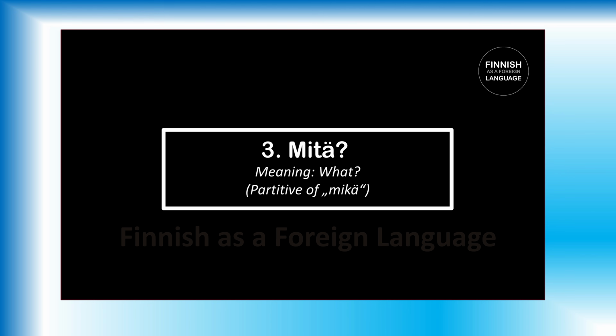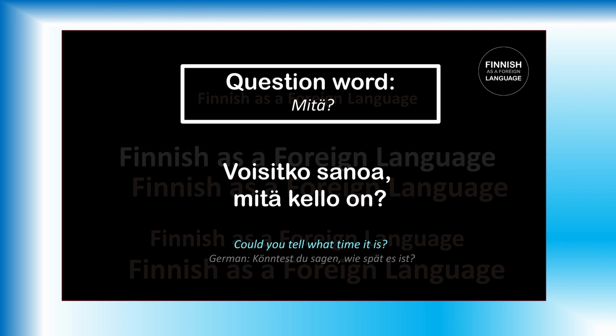We carry on with the next question word, which is mitä, also meaning what. Here's our first example. Voisitko sanoa, mitä kello on? Means, could you tell what time it is? Voisitko means, could you? Here we have the conditional form plus the question marker ko. Sanoa means to say. Here we have the infinitive form. And mitä kello on means, what time is it?